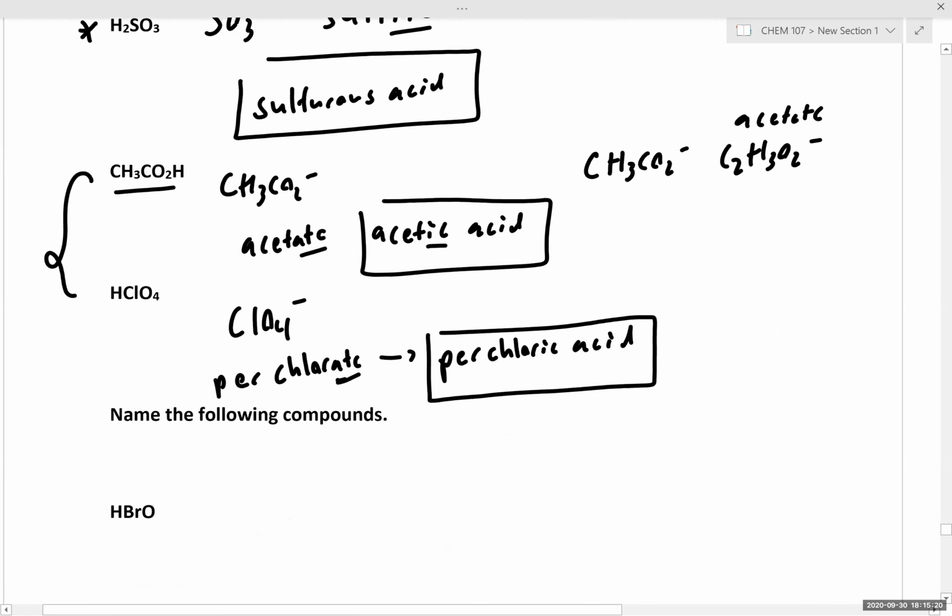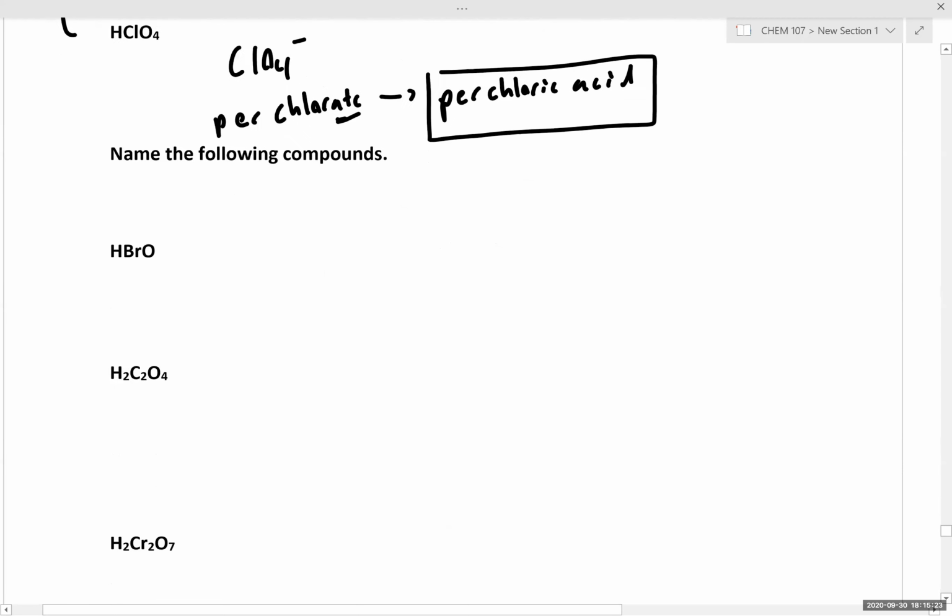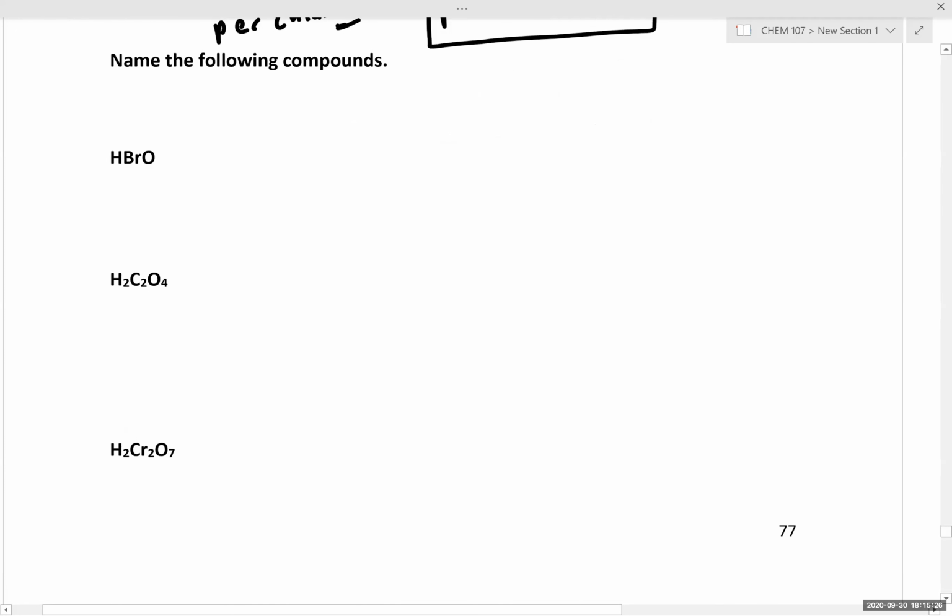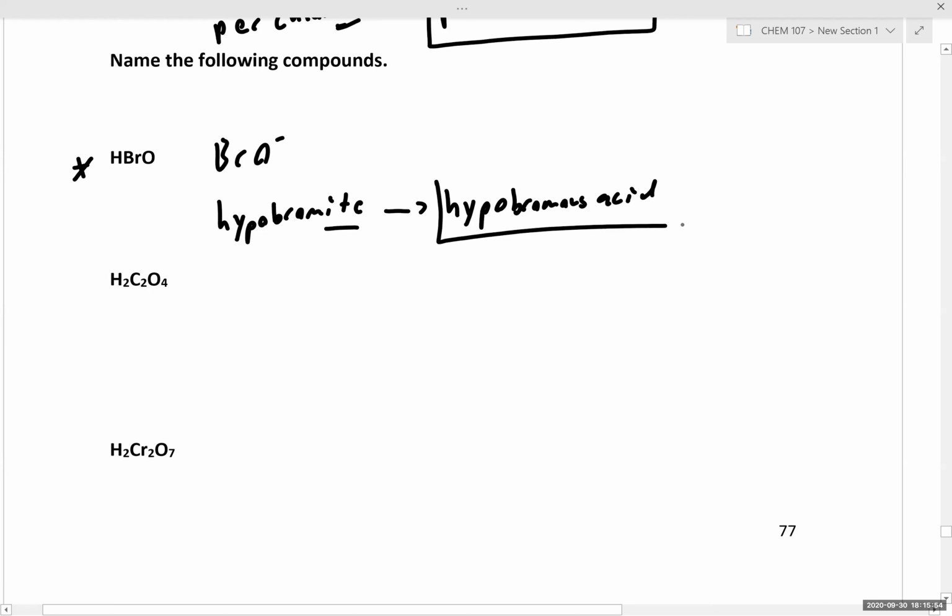So we've written out some formulas. Let's now try to apply what we've learned, and let's try to name the following oxyacids. I'll do the first one and you'll tackle the next one. So HBrO. BrO minus is known as hypobromite. The ITE ending is replaced with OUS, and we have hypobromous acid. Does this make sense to everyone? Is there something I can clarify about this example?